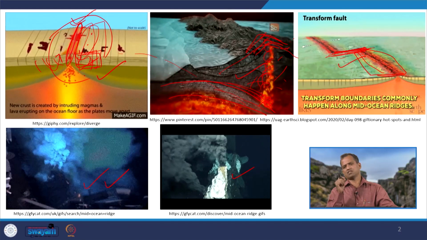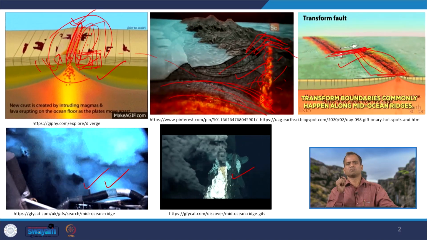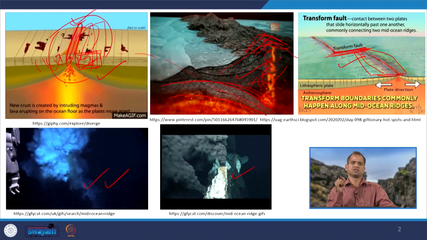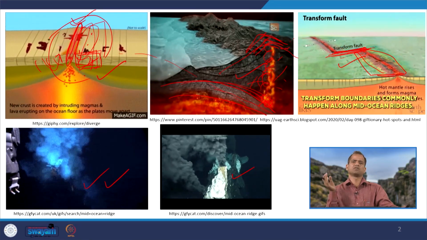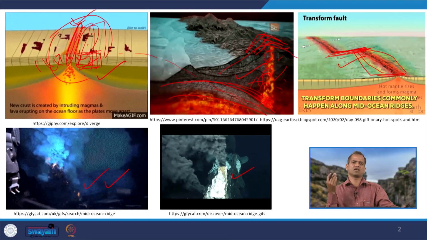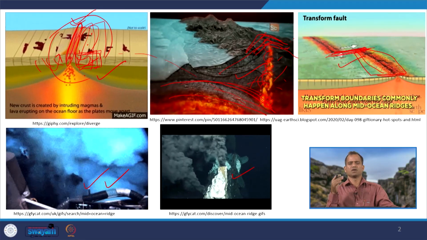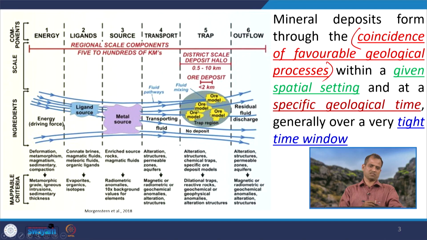But now the question arises: how much are these minerals enriched with respect to crustal abundance, so that we can go for direct mining without any beneficiation? These mineral deposits form through the coincidence of a favorable geological process. What is a favorable geological process? Then in a given spatial setting, then in a specific geological time, which is a tight time window. Now you see how many restrictions are implied here.